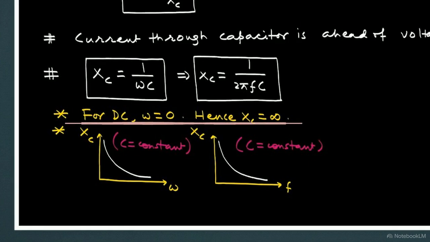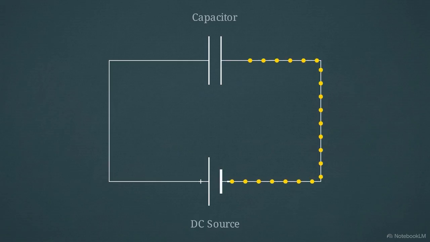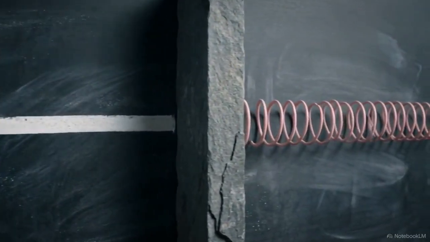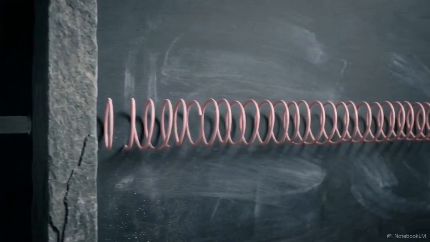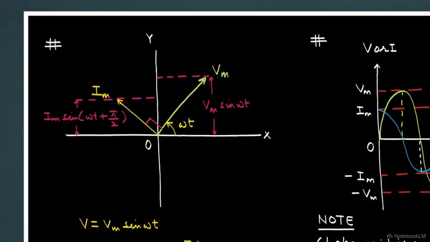At a frequency of 0, which is direct current, the reactance becomes infinite. Because of this infinite reactance, a capacitor blocks the flow of steady DC once it has reached full charge. Capacitors function as frequency-dependent resistors, acting as an open circuit for DC while providing a path for high-frequency AC signals. To visualize the relationship between these magnitudes and their phase shift, we use a phasor diagram.